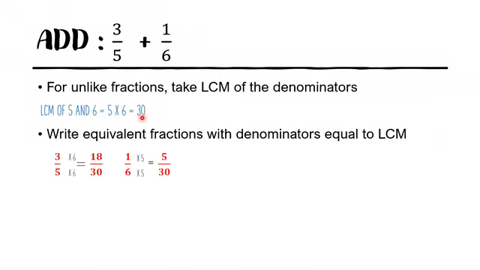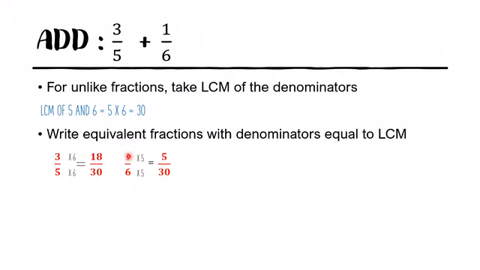After we do that, the second step is to write the equivalent fractions with denominators equal to LCM. Okay, so we have to find their equivalent fractions. Let us first see this case. Okay, we have 3/5 and we know that we should get 30 as the denominator. So what do we multiply to 5 to make it 30? The answer would be 6. So anything that you multiply to the denominator, same number should be multiplied to the numerator. Hence, we multiply 6 to both denominator and numerator, getting its equivalent fraction as 18/30.